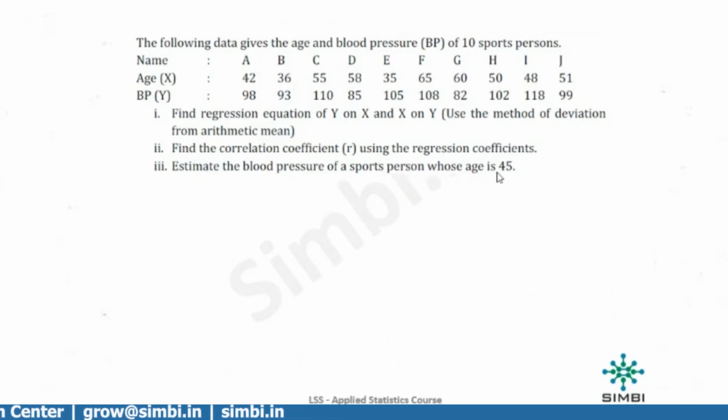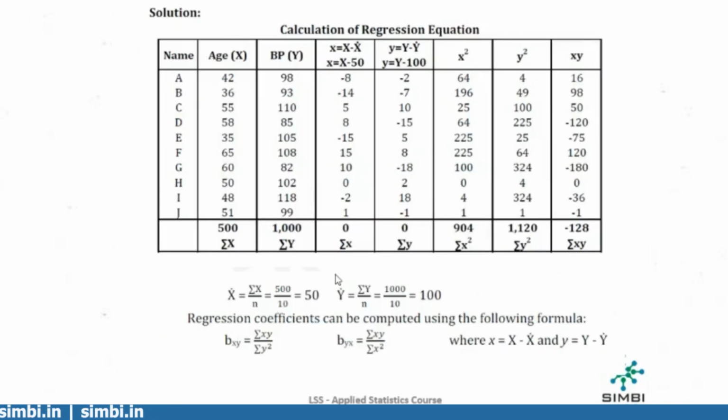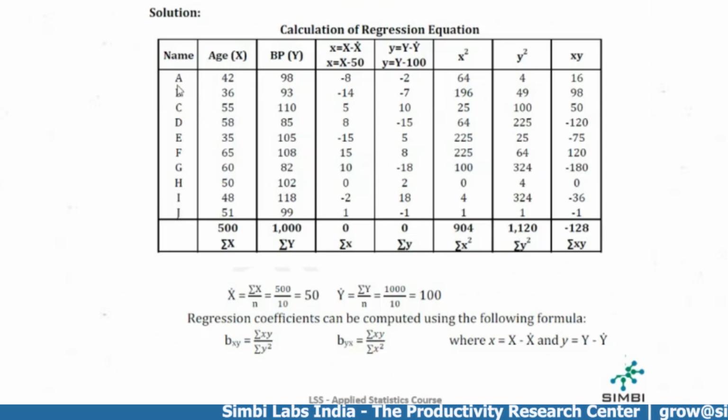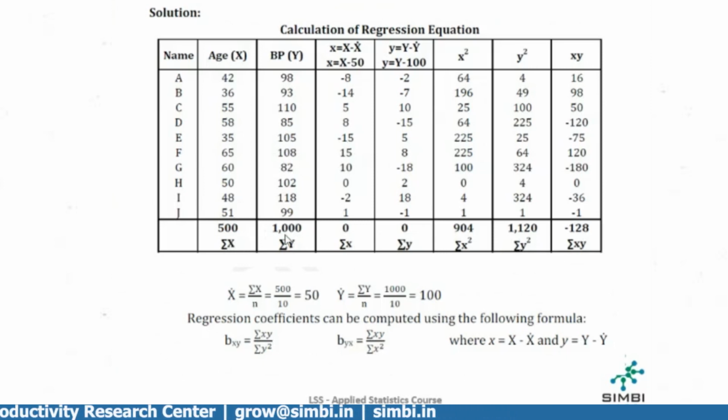age is 45. So for this, first of all, we need to find out all the values for the given x values and y values, and the names of the persons also, A, B, C, D, whatever they mention. We need to mention them in the table and find out all the summation values of x, y, x minus x bar, y minus y bar, x square, y square and xy. We need mean values also to find out the correlation coefficient.